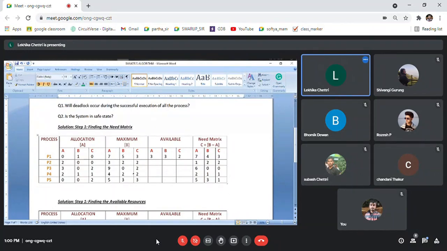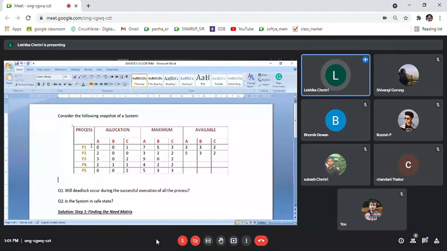The question is simple. Five processes are there in the ready queue in the main memory, ready for execution. When they came to the main memory, these were the resources they held with them. So I have three kinds of resources in the system, A, B and C. P1 has acquired 0, 0, 1 of A, B, C respectively.